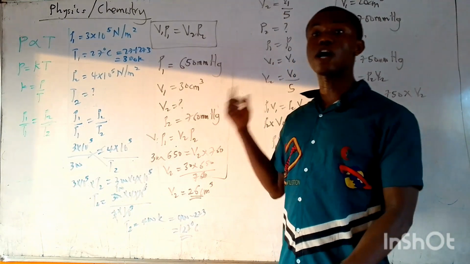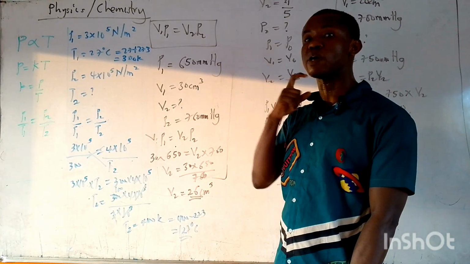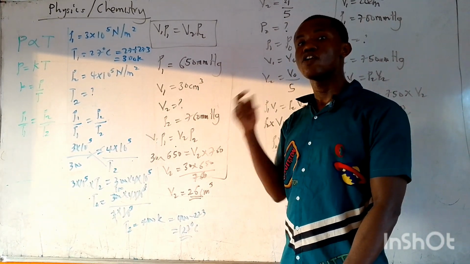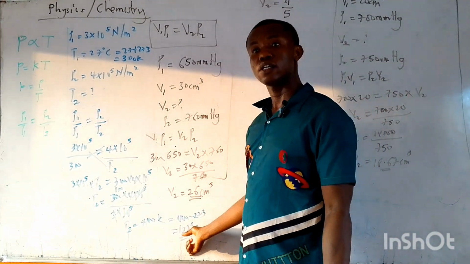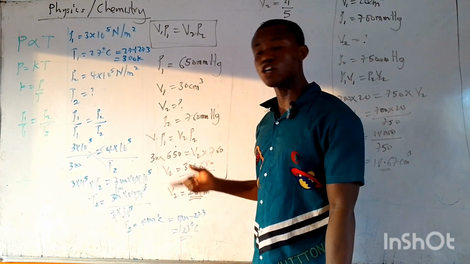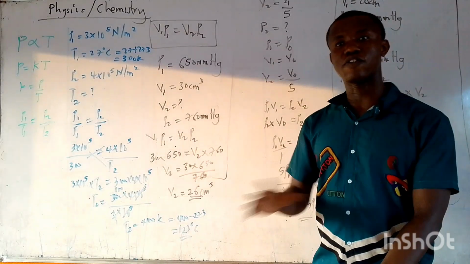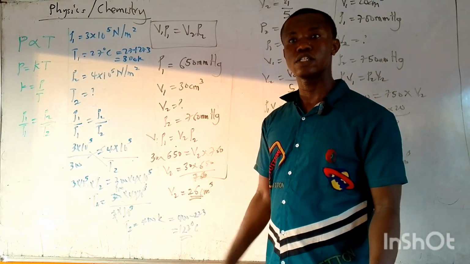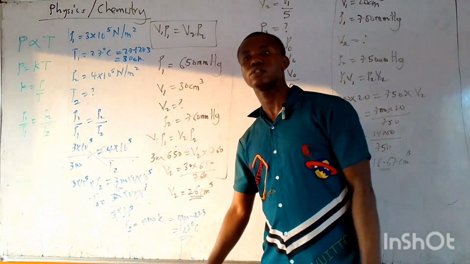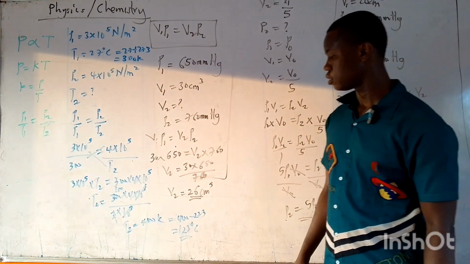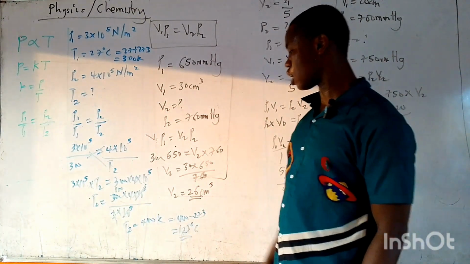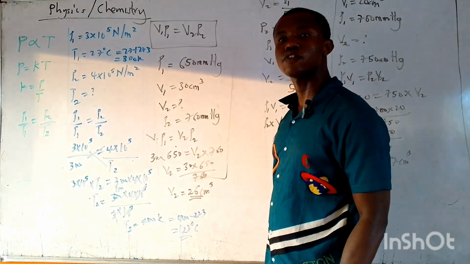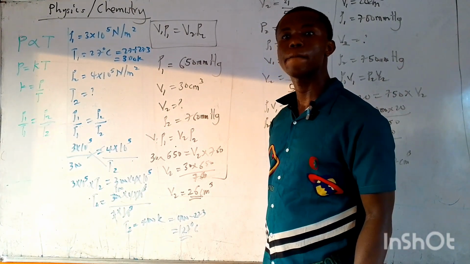In most of the questions, you might see your answers in Kelvin, or you might see them in degrees Celsius. All you have to do is make the necessary conversion. Do you understand? You add 273 to get the value in Kelvin.